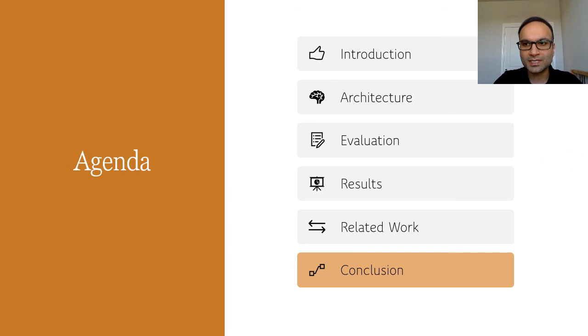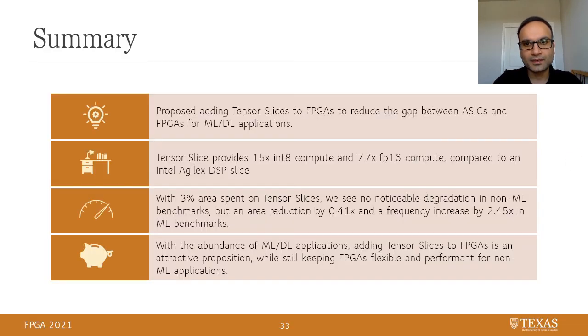Okay, let's conclude the discussion now. So in summary, we proposed adding tensor slices to FPGAs to reduce the gap between ASIC and FPGAs for ML and DL applications. We saw the benefits that we can get by adding tensor slices on FPGAs for ML applications, and we also saw that adding tensor slices does not significantly impact the FPGAs for non-ML applications. With the abundance of ML and DL applications, we think that adding tensor slices to the FPGAs is an attractive proposition.